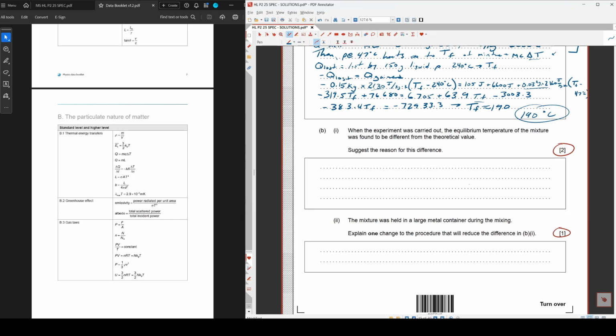Let's get 3 more points. When the experiment was carried out, the equilibrium temperature was different. Suggest the reason. Whenever they say this, don't even think about it. Heat lost to the surroundings. That's the reason for everything in calorimetry.